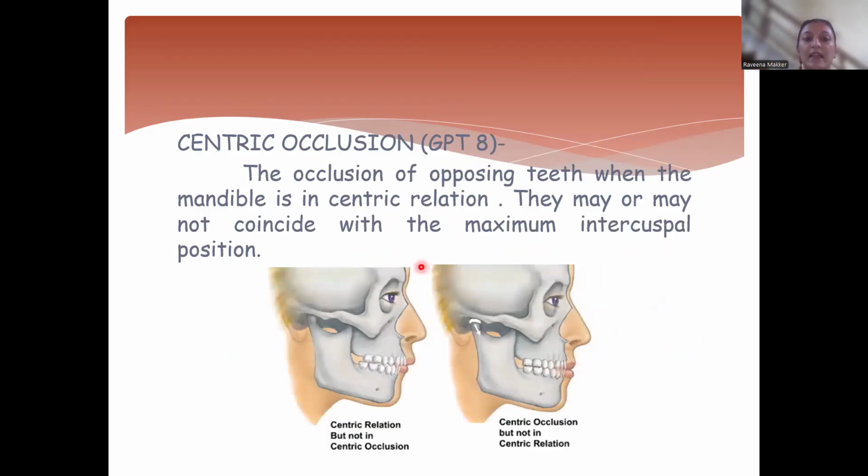Now, the next is the centric occlusion. It is the occlusion of opposing teeth when the mandible is in centric relation. They may or may not coincide with the maximum intercuspal position. Basically, it is the occlusion of the opposing teeth. We have to see the position of the condyle when the condyle is in the centric relation position. At that time, whatever is the occlusion of the teeth is the centric occlusion.